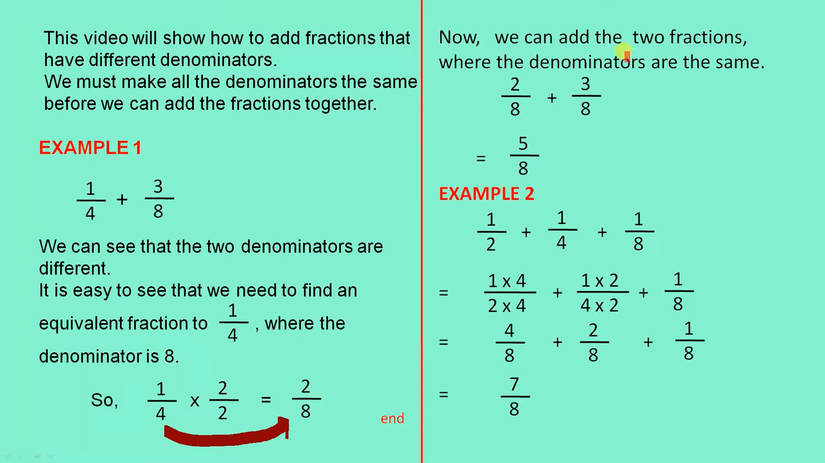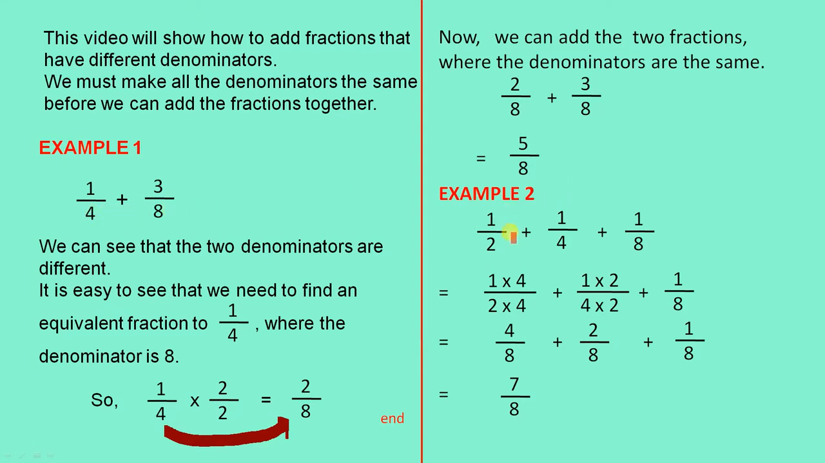Now, we can add the two fractions where the denominators are the same. So instead of adding a quarter plus 3/8, we now add 2 over 8 plus 3 over 8. The denominators are the same. 2 plus 3 is 5, so the answer is 5 over 8. So that's how we go about it in this particular instance when the denominators are different.